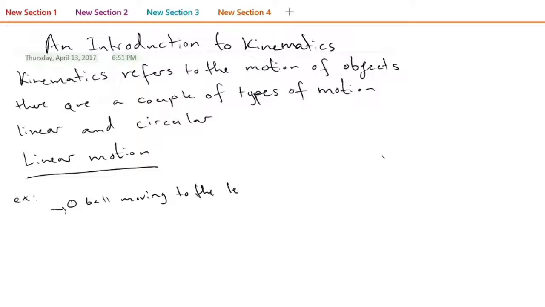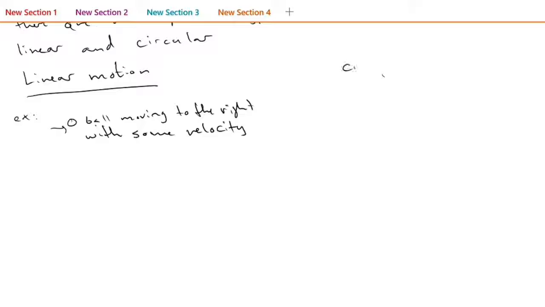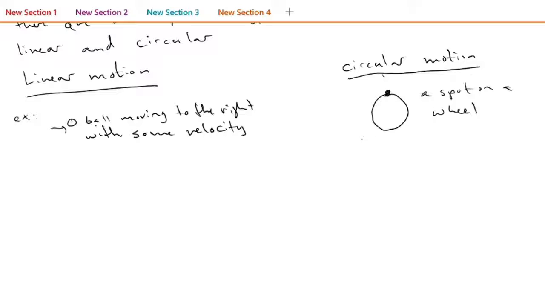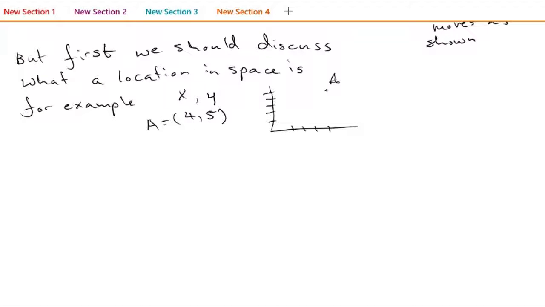An example of linear motion is something simple, just like a ball being thrown to the right. And an example of circular motion can be something like a wheel spinning and a spot on said wheel being tracked to see where it would be at a certain point in time while the wheel itself is still moving to either left or right directions.